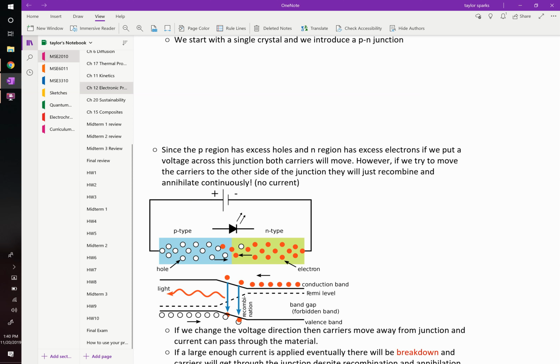But if you send it the other way, if you switch the polarity, electrons go that way, holes go this way, no problem. They never run into one another. And so you get current. So this allows you to have current in one direction only. You made a rectifying junction, right?